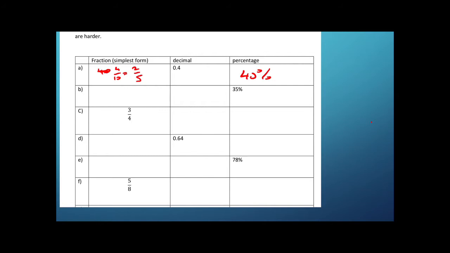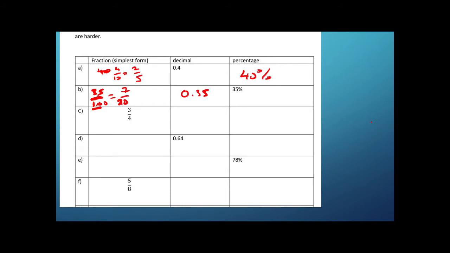35% as a decimal is straightforward. 35% is 0.35. 35% as a fraction, well, let's write exactly what it is. 35 out of 100, that's what 35% means. So we can divide top and bottom by 5. So 35 divided by 5 is 7, and 100 divided by 5 is 20. So 7/20.